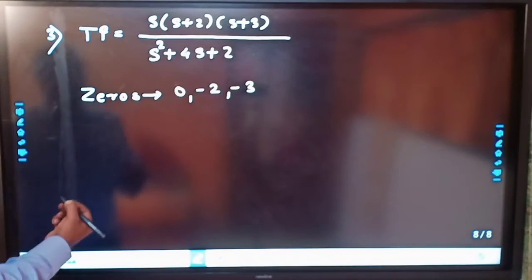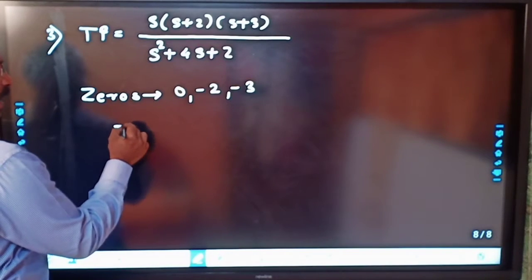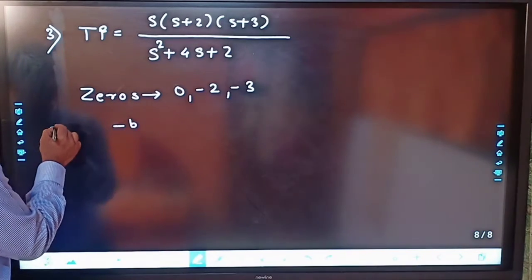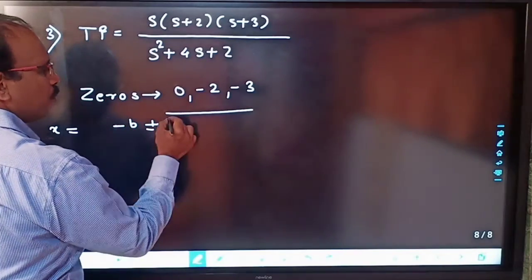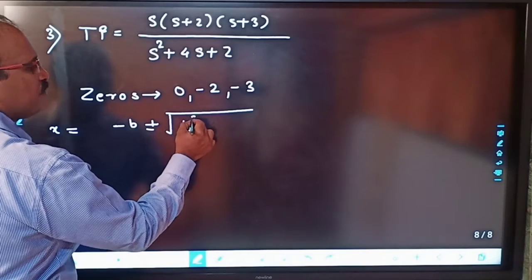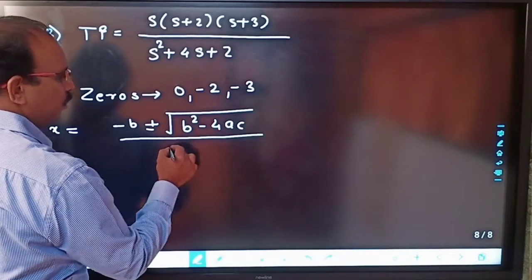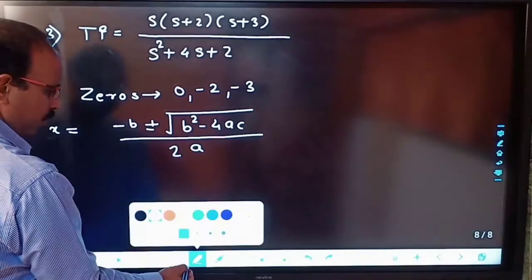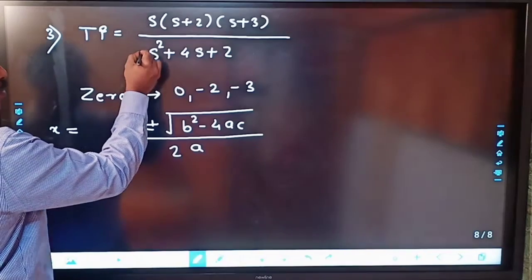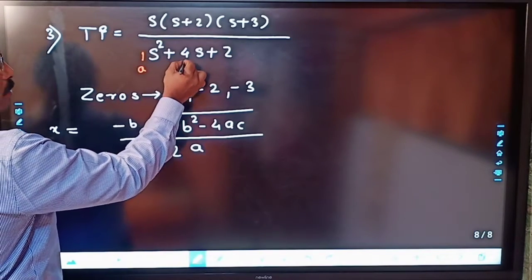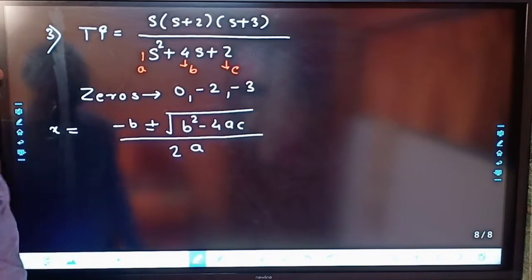Okay, so what do we do? We use the quadratic equation for the poles. Alright, what is that standard formula? The roots are x equal to minus b plus minus root of b square minus 4ac upon 2a. Okay, so a is equal to what? 1. Okay, b equal to 4 and c equal to 2. So we can substitute there.